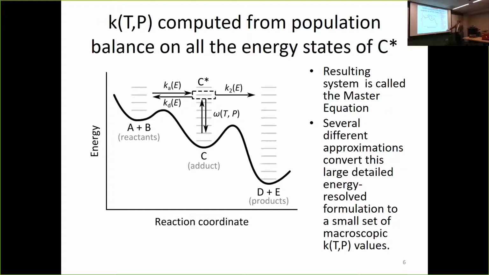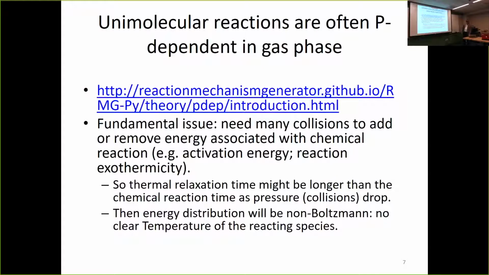And now we expect our rate coefficients are going to depend on the pressure, because we know that this part of the rate depends a lot on the pressure. How many collisions you have depends on how much stuff you have. All right. So it turns out that unimolecular reactions are often pressure dependent in the gas phase. There's a nice link here with some introductory material about that. And just fundamentally, the issue is I need collisions to add or remove the energy from a unimolecular species, like to add energy to a molecule to get enough energy to react, or vice versa. If I'm going to form a unimolecular species, I have to be able to take away energy to stabilize it.